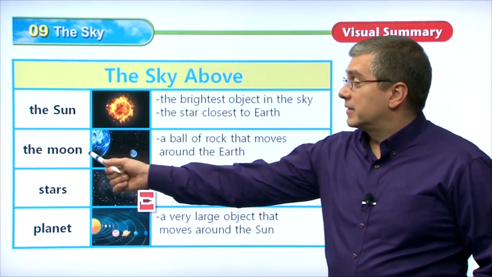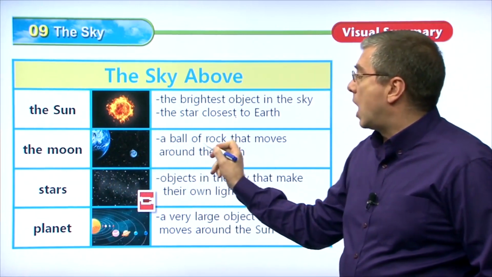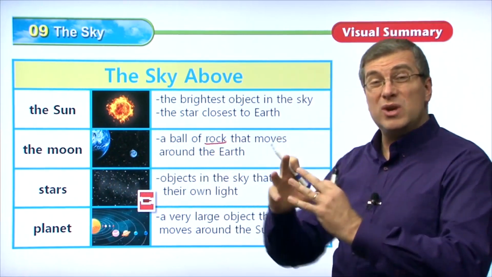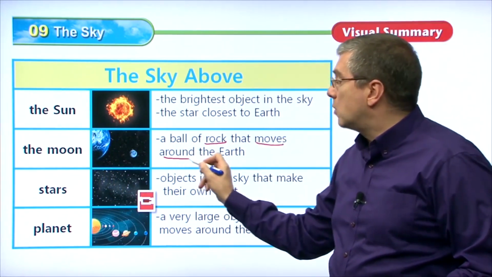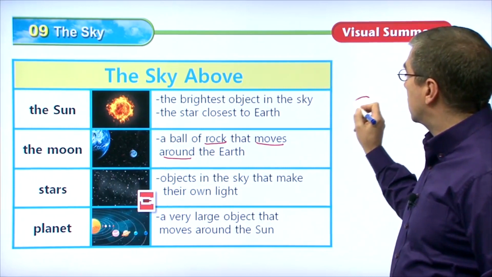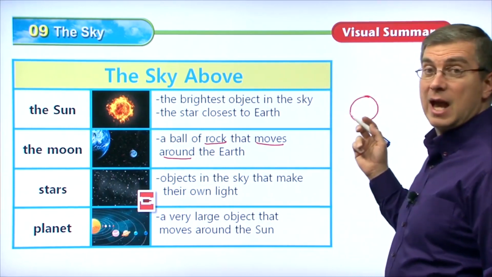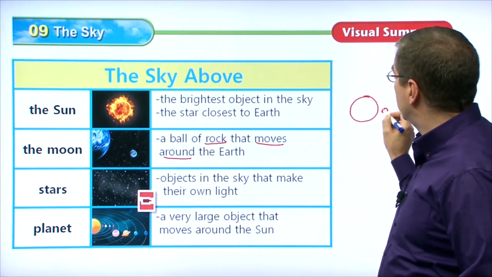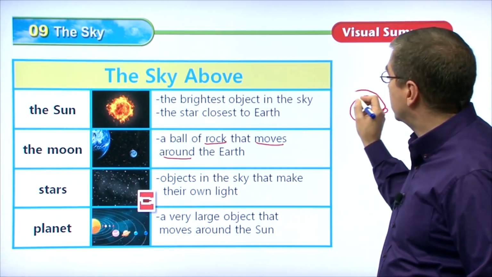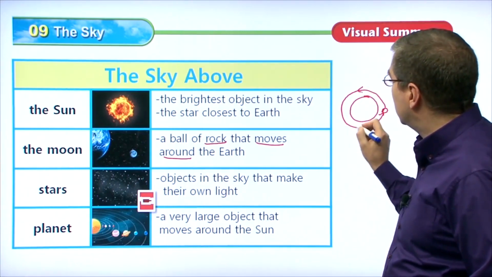Okay, the next object in the sky that we're going to talk about is the moon. The moon is a ball of rock. So the moon is basically a really, really big rock. It's round in shape. It moves around the earth. So if this is the earth here, right? This is the earth. It's spinning. It's rotating in a counterclockwise direction. The moon is here. It's spinning around the world, the earth. It is also going in a counterclockwise direction. It's going in this direction.